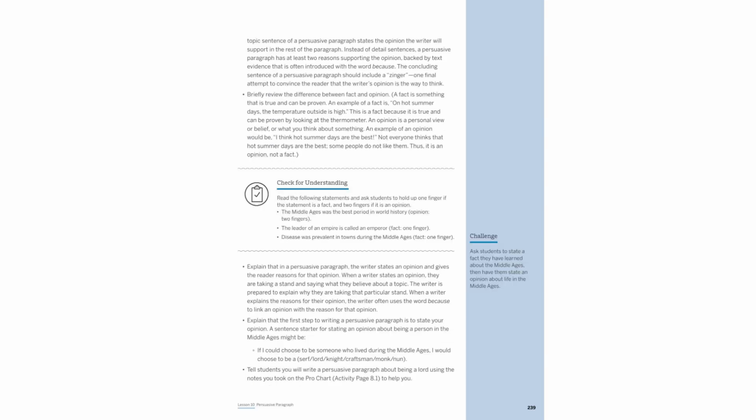A persuasive paragraph begins with a topic sentence stating the writer's opinion, followed by reasons supported by text evidence, often introduced with because. The concluding sentence should include a zinger to reinforce the opinion. Distinguishing between fact and opinion is crucial. Facts are provable, while opinions are personal beliefs.